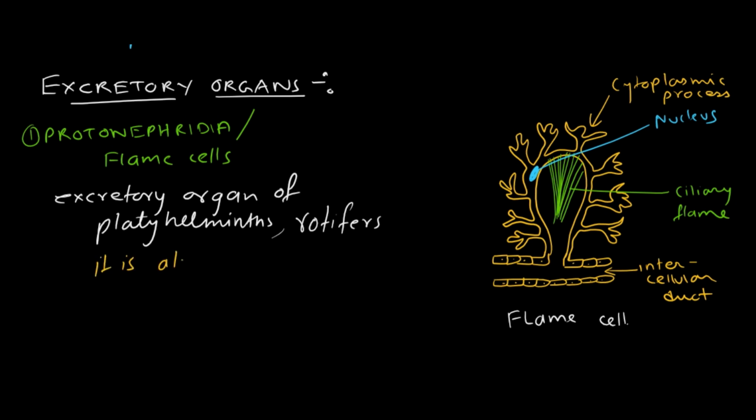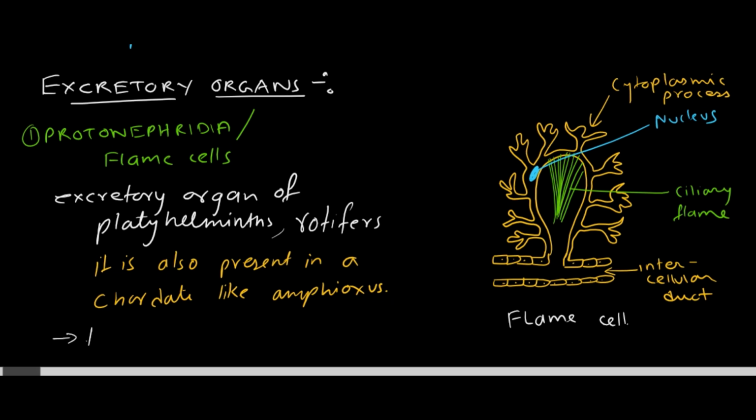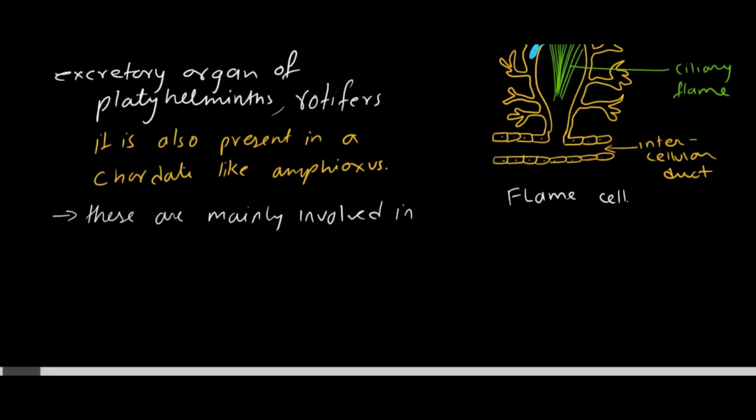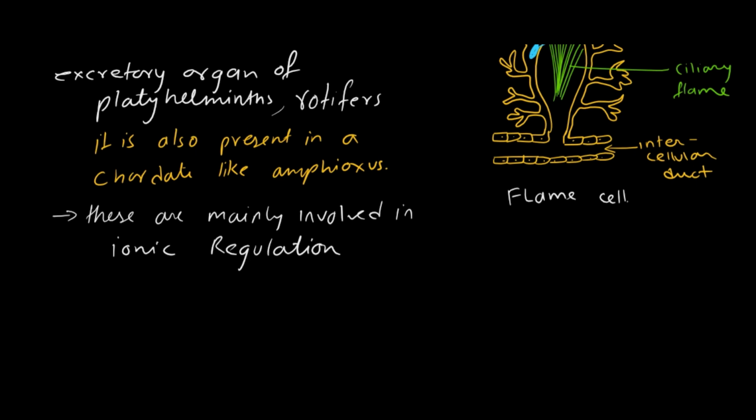Interestingly, this is also the excretory organ present in a specific chordate, that is Cephalochordata. The example is Amphioxus. So Amphioxus is an organism which is a chordate but still shows the presence of protonephridia as the excretory organ. And as I mentioned already, these are involved in ionic regulation.